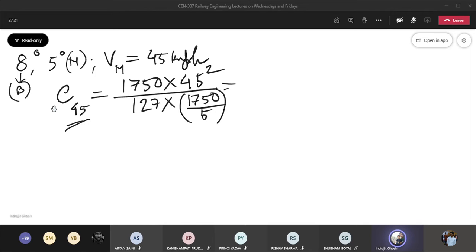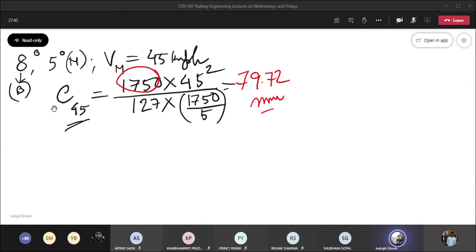Can anyone tell me please? 79.72. Yes, sir. What is the unit, my dear? Tell me once. Wait a second, sir. Millimeter. Hey, millimeter. This is millimeter.